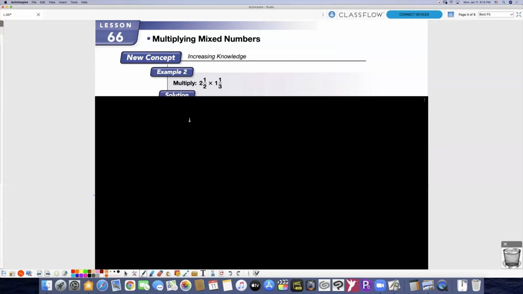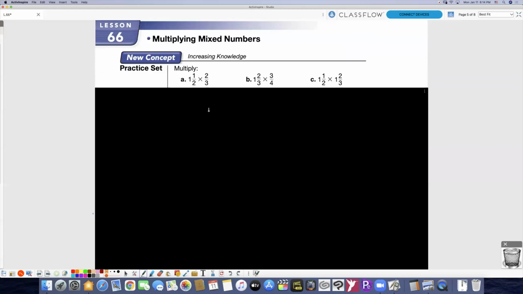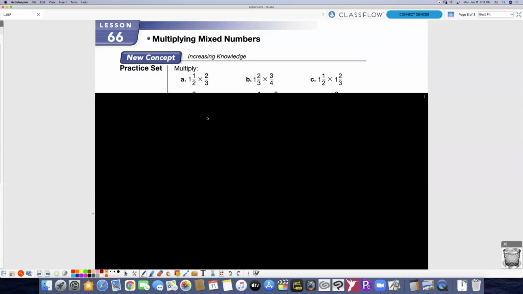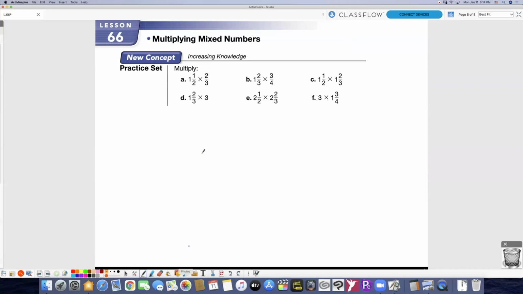All right, example 2, multiply 2.5. Seems like we just did that. So let's do some practice problems here. So if you have 1.5 times 2/3, letter A, I need to convert that into an improper fraction. I'll do that for you real quick there. That'd be 3/2 times 2 over 3. All right, and in this case, you go ahead and answer that. Should it end up with 6 over 6, which is the same as 1.